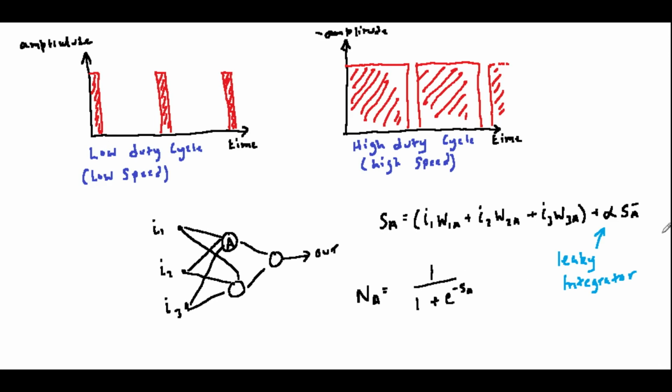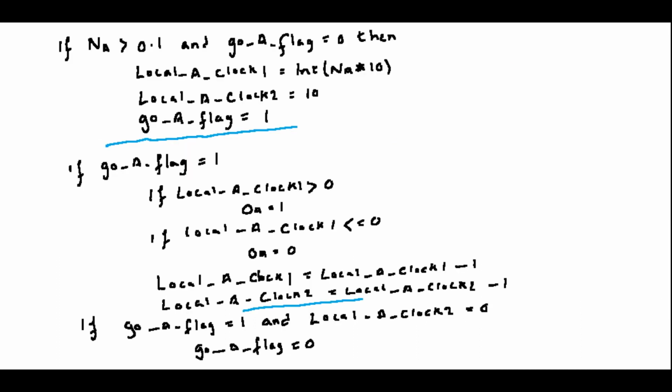Shown on the screen is a more in-depth algorithm for the control of neuron A. Here the pulse lasts for between 1 and 10 time steps. Local A clock 1 is the neuron's first local clock, which keeps track of the progress when the output is 1. Local A clock 2 keeps track of its progress through the whole 10 steps. Go A flag is 1 when the neuron is triggered and 0 when it is not. The neuron will complete its cycle before responding to the next activation, NA. OA is the neuron output.